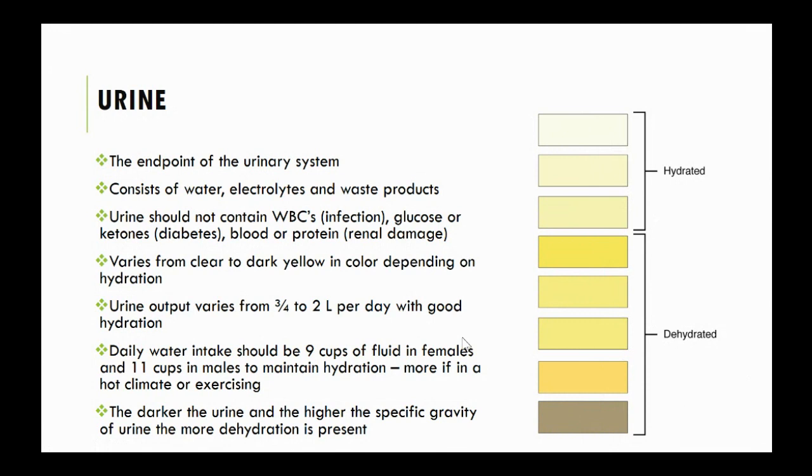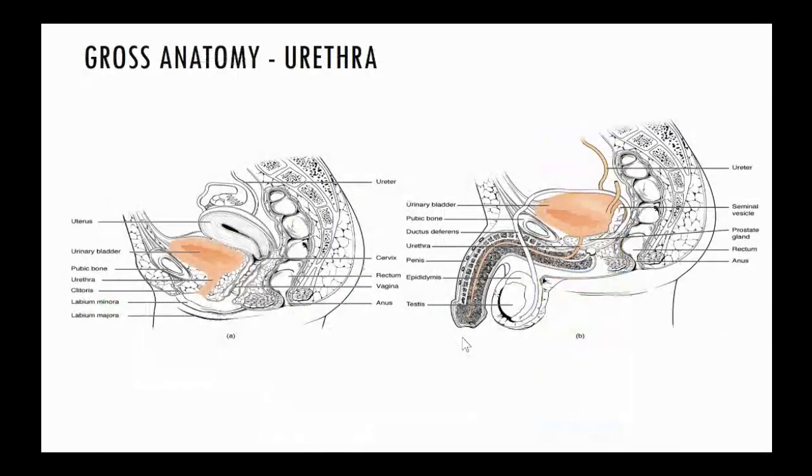Our daily water intake should be about 9 cups of fluid for females and about 11 cups in males to maintain hydration. If you're in a hot climate, or you're doing exercise or a lot of work outside, or if you're sweating a lot, then you're going to need more. The darker the urine and the higher the specific gravity of the urine, the more dehydration.